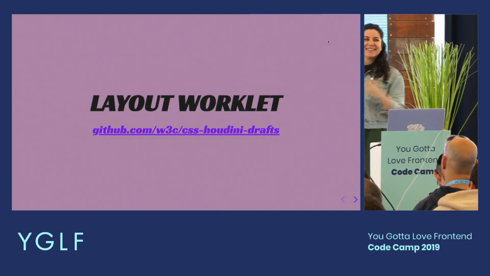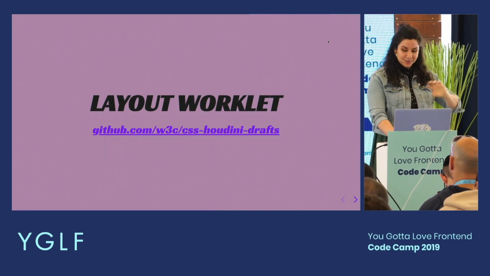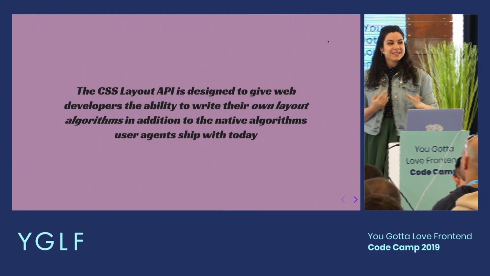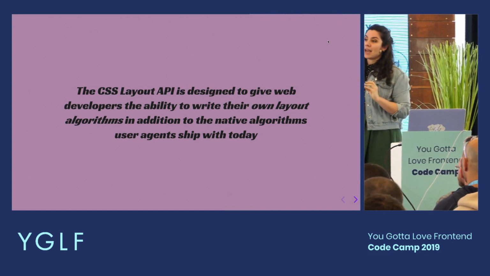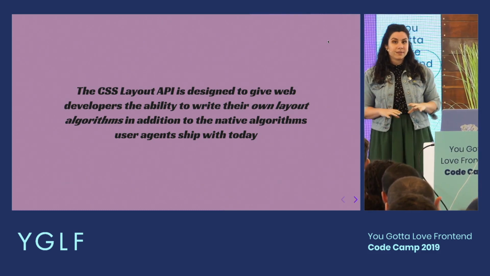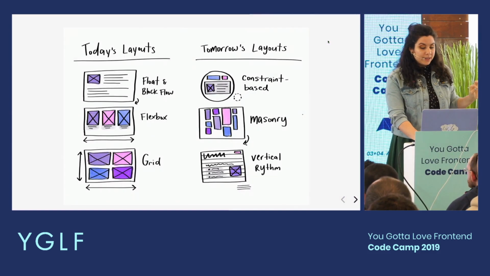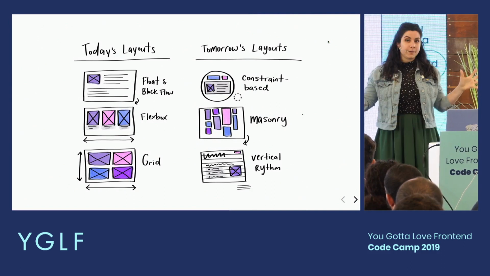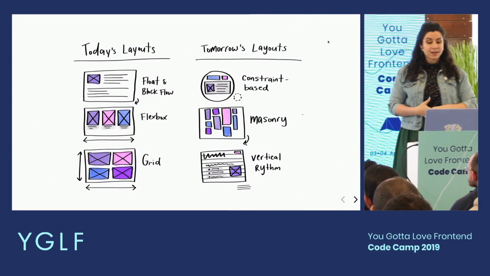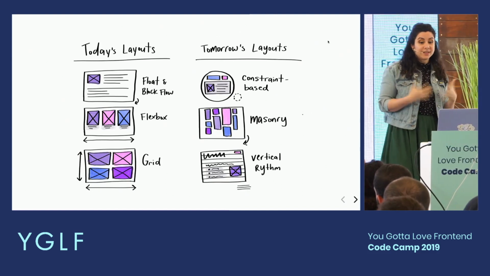So let's talk about layout. Layout is another one that is very much a work in progress, but the CSS Layout API is designed to give developers the ability to write their own layout algorithms in addition to the native algorithms that the user agent ships with today. What does that mean? Today's layouts give us float and block flow. Flexbox is a layout type. Grid is a layout algorithm that the browser gives us today.